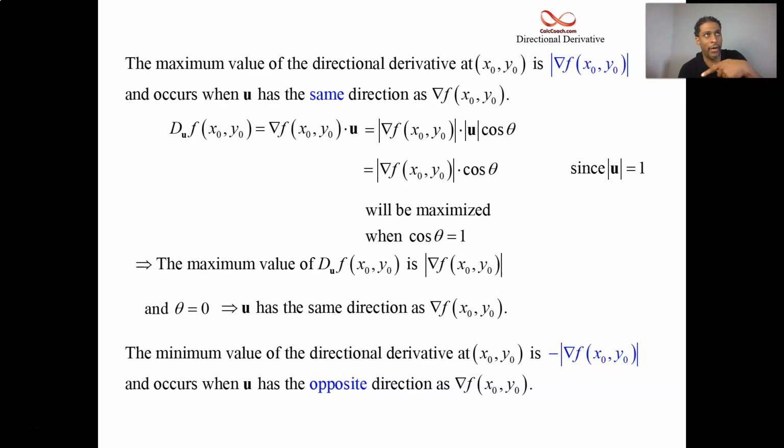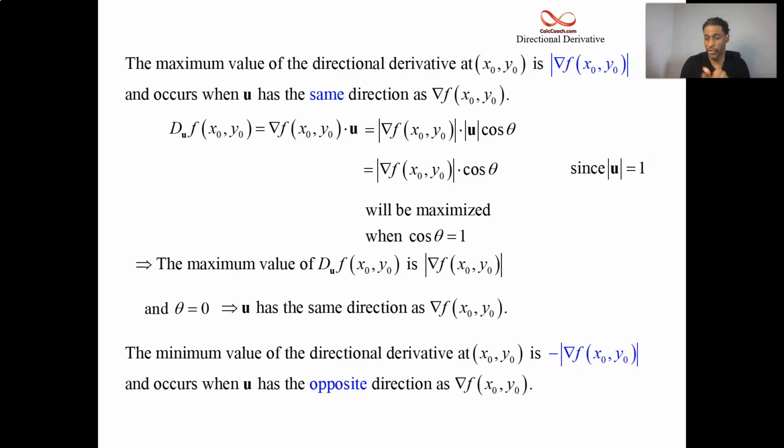Why opposite? Well, how can cosine theta be equal to its smallest value, which is -1? What angle between 0 and pi would make cosine theta equal to -1? It's pi. And so the angle between the unit vector and your gradient vector should be pi. But when the angle between two vectors is pi, they're pointing in opposite directions.